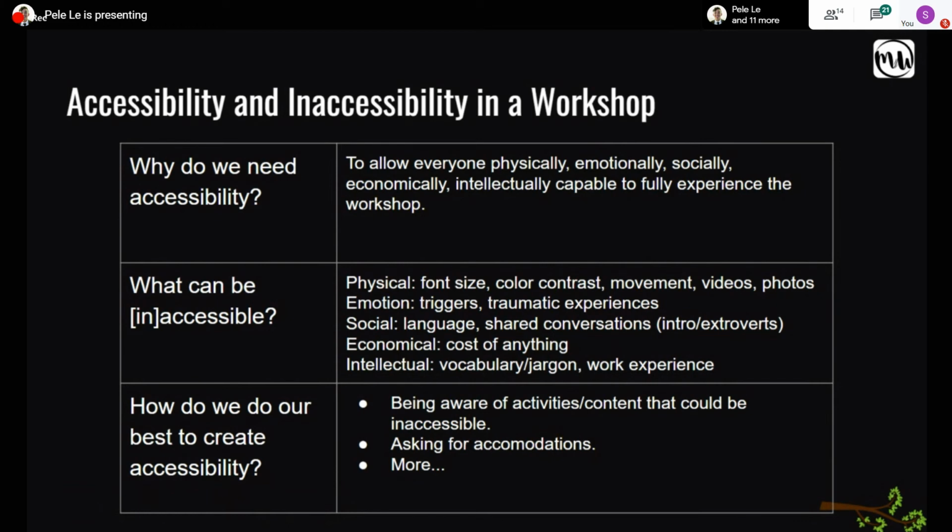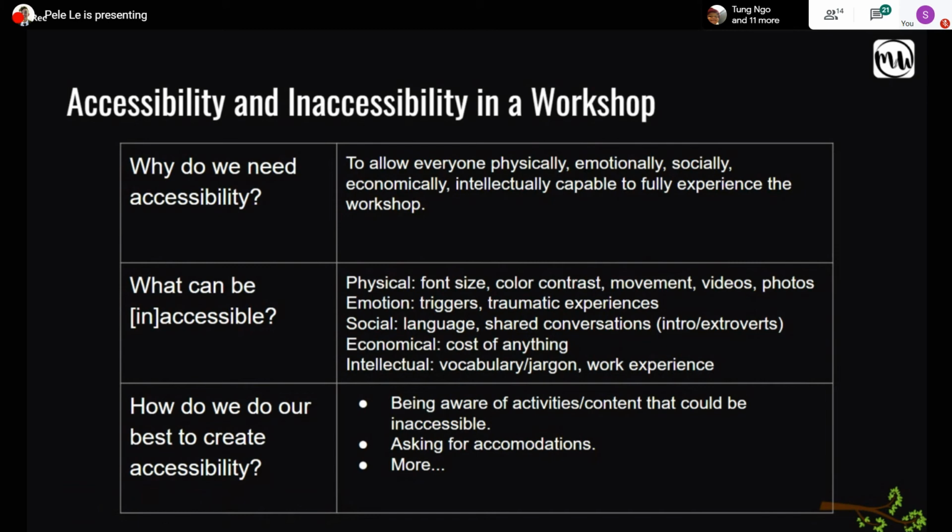And then also sometimes, as you may notice, people always ask for accommodations. Like for this workshop, we didn't, because we didn't have the capability, but usually it's important to ask if anyone needs any accommodations to support them, and the other strategies.